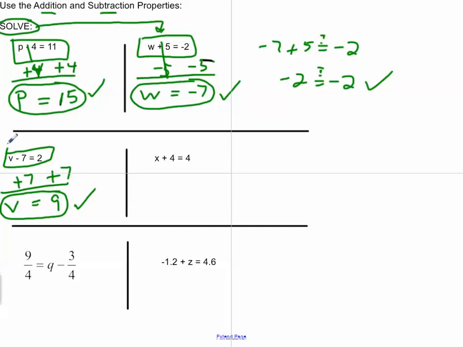When we've got a variable and we've got something added to or subtracted from it, we just do the opposite of whatever we've got. If it's v minus 7, we add 7 to both sides. If it's p minus 4, we add 4 to both sides to get a solution. If it's w plus 5, we subtract 5, do the opposite of the plus 5. Subtract 5 on the left, subtract 5 on the right, and we get a solution. So there's the addition and subtraction properties of equality.